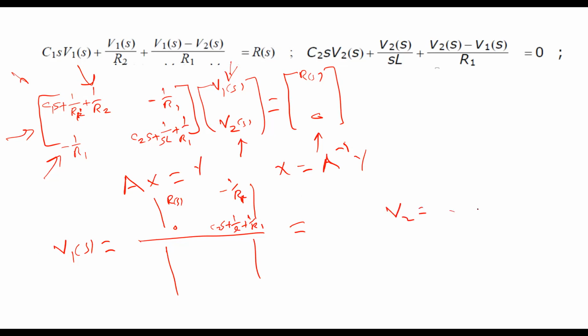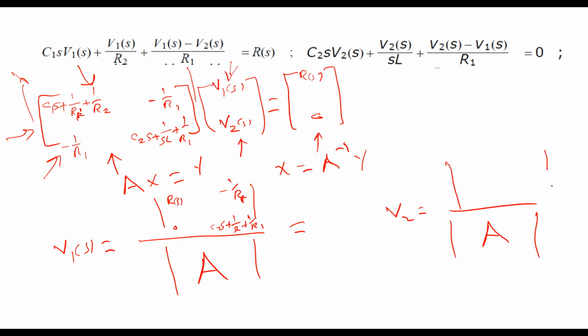V2. What about the denominator, Doctor? Okay. The denominator will be the determinant of this matrix. Determinant of A, let's say, where A is this. Again, this is the determinant of A.